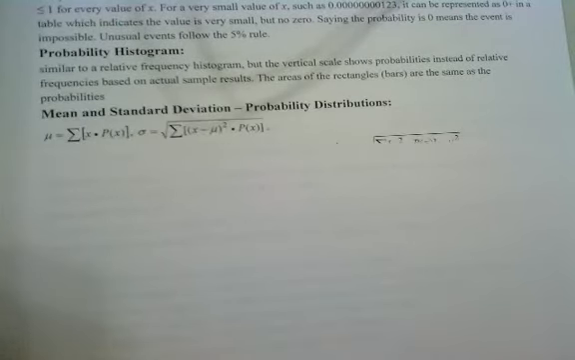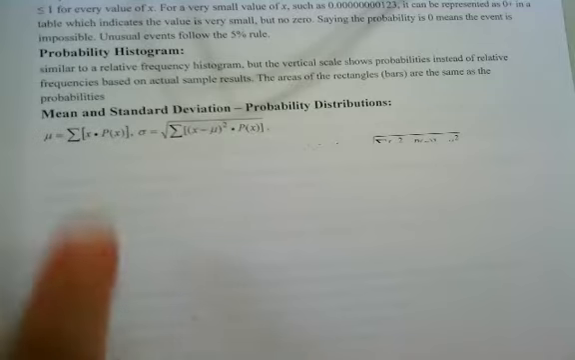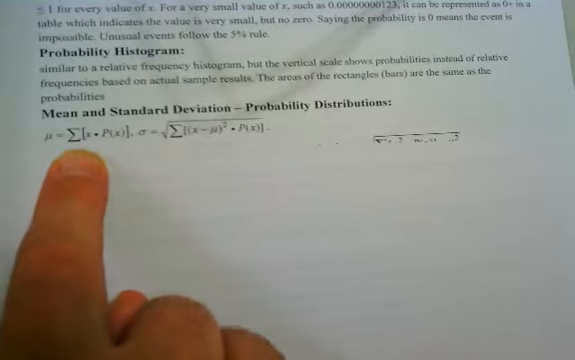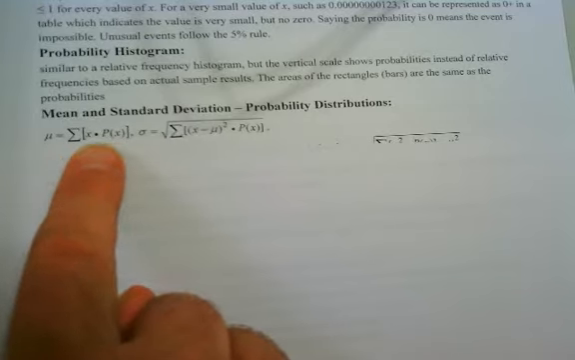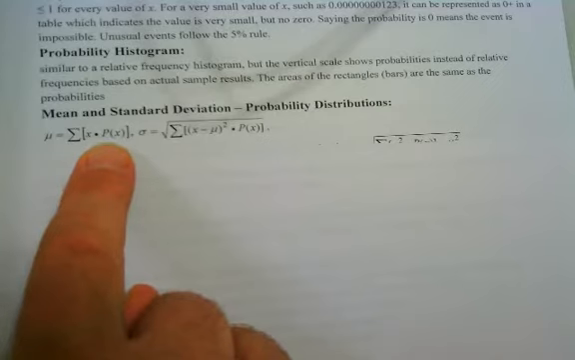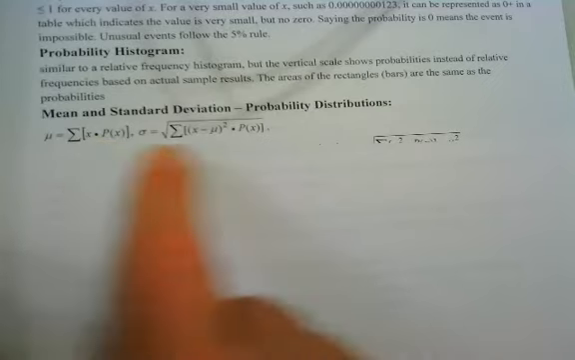Now, to find the mean or the standard deviation for a probability distribution, basically for the mean, it is the sum of x, where x is the outcome, times its probability. We'll go over an example of this, but basically it's x times its probability, and then you sum all the varieties of x that may occur.